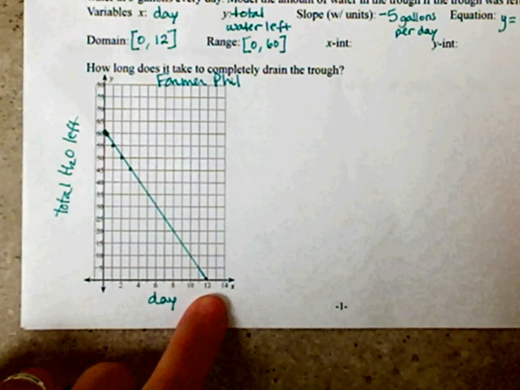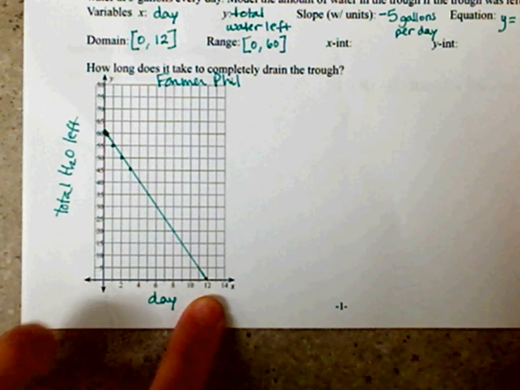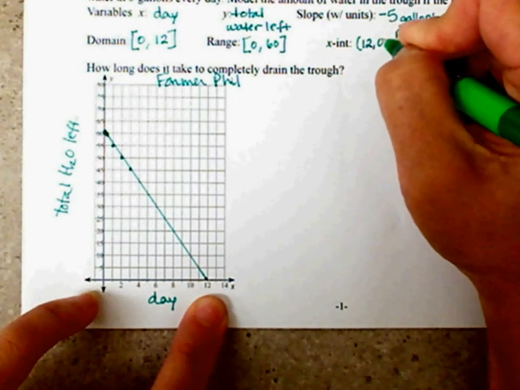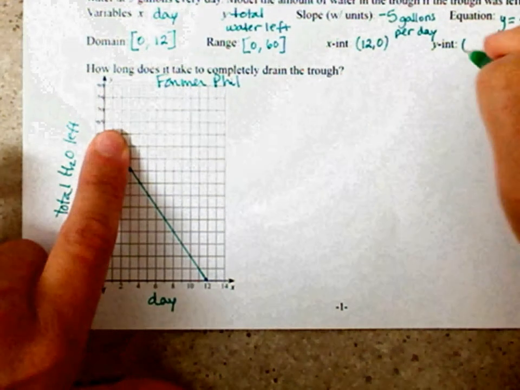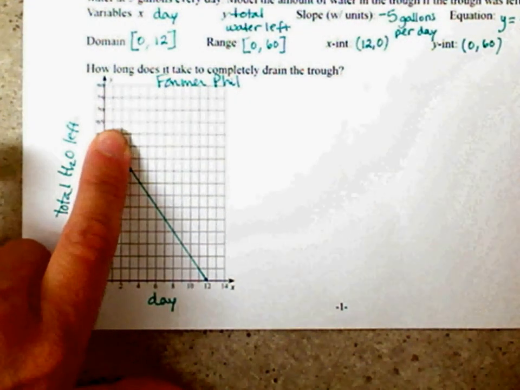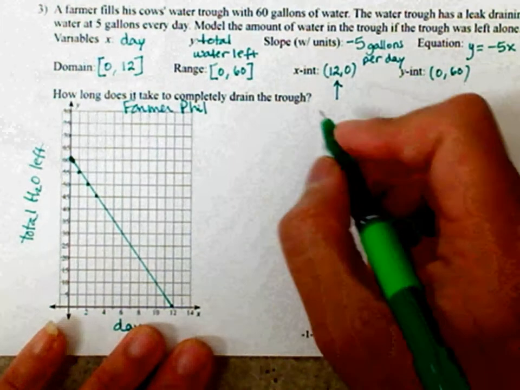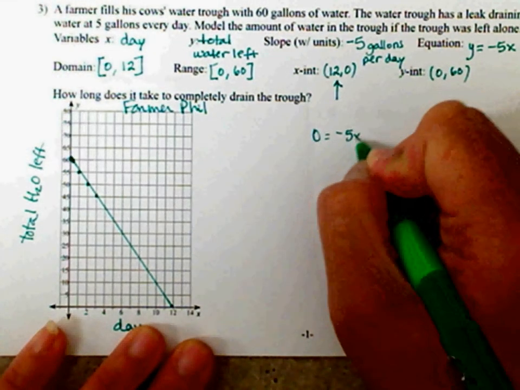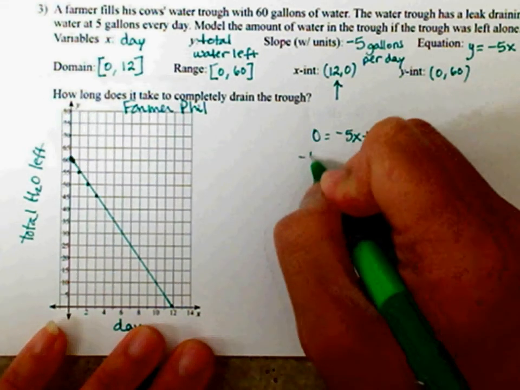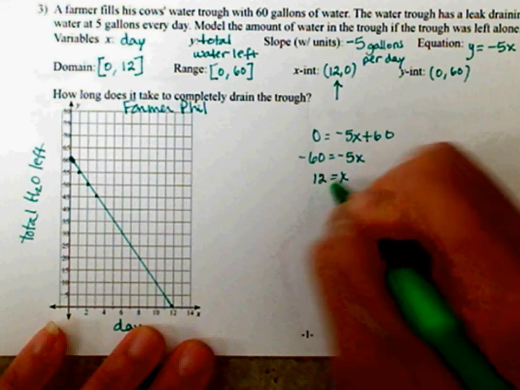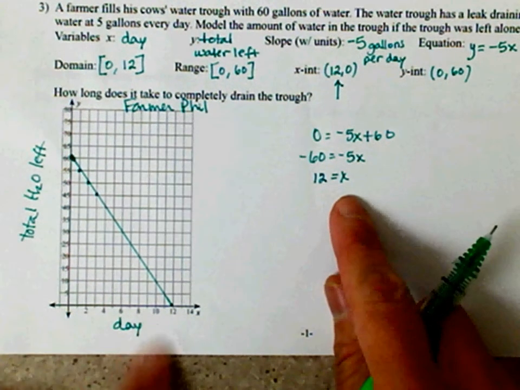I want you to use the application. X-intercept. Where does it cross the x-axis? It crosses at 12 and 0. And your y-intercept is at 0 and 60. Always check this one. To check, plug it in. 0 is equal to negative 5x plus 60. Negative 60 is equal to negative 5x. X is equal to 12. And that matches up. You have a definite solution.